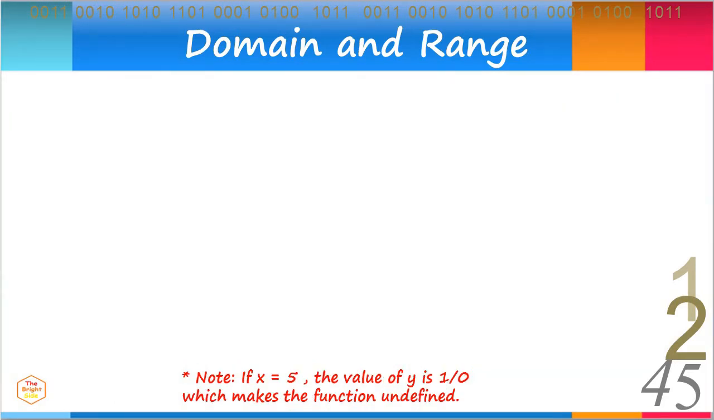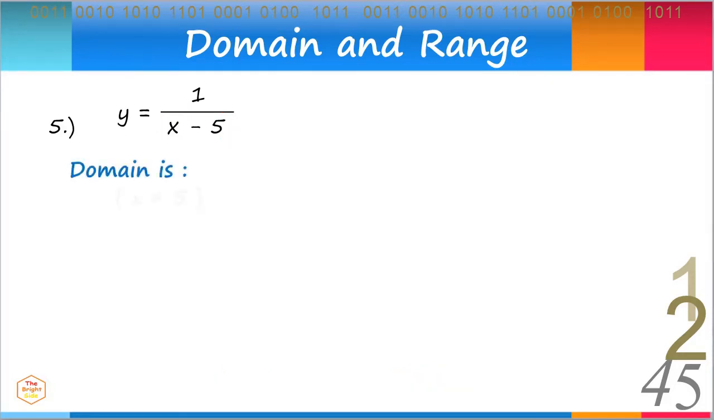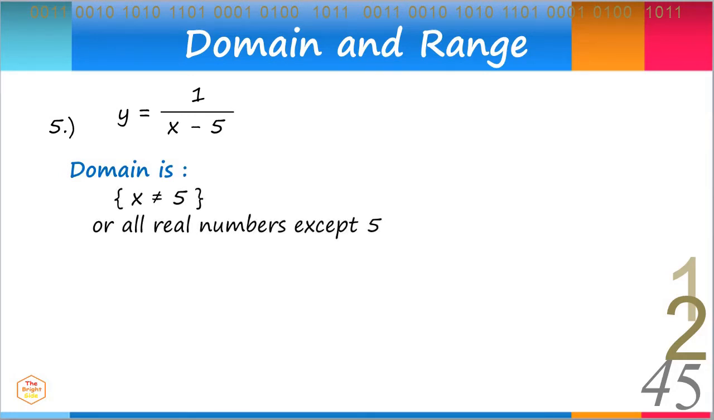Let's consider this rational function. If you equate the denominator to 0, then solve for x, we get the only x value not part of the domain. In this case, it's +5. Thus, the domain is x is not equal to 5. Or we can write it as all real numbers except 5.